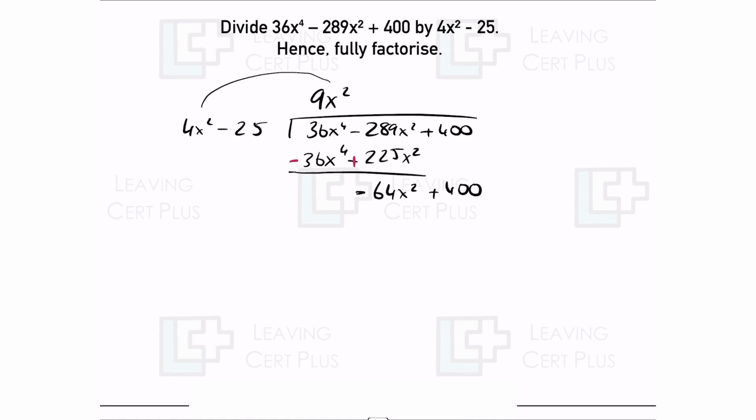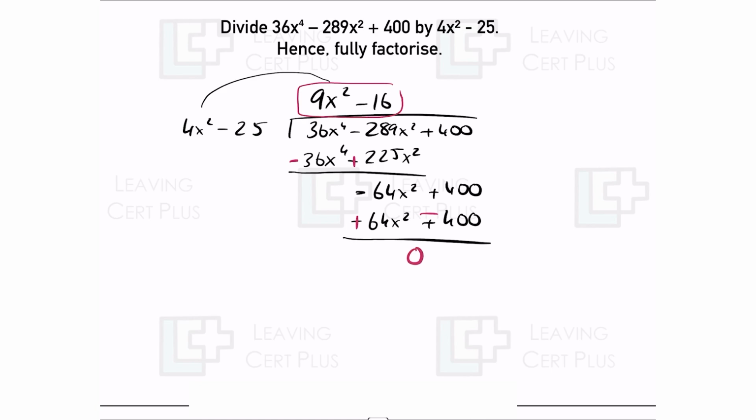So then you have to ask, what do we need to multiply that 4x squared by to get the negative 64x squared? The answer there is minus 16. So multiplying that minus 16, then you're going to get minus 64x squared plus 400. So then you can change the signs there and you can see there is no remainder. So this is your answer.